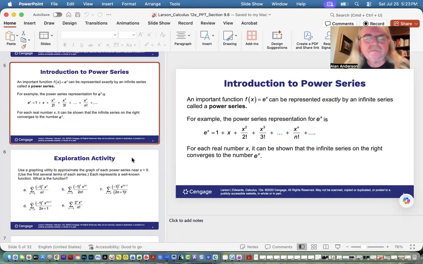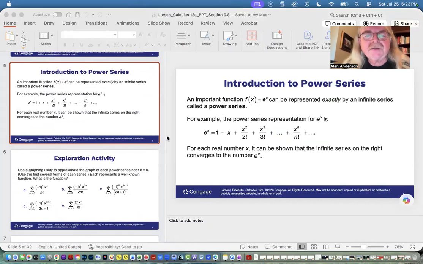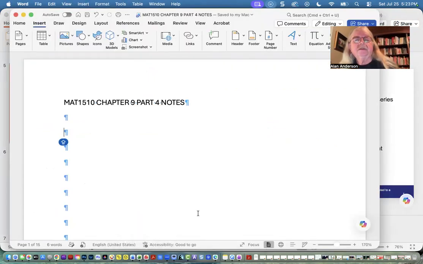let me write this down. Any function that takes the following form. Here we go. So here's what a power series means.